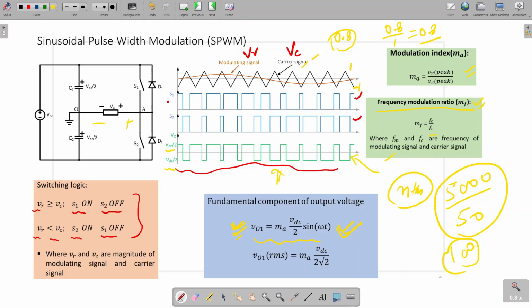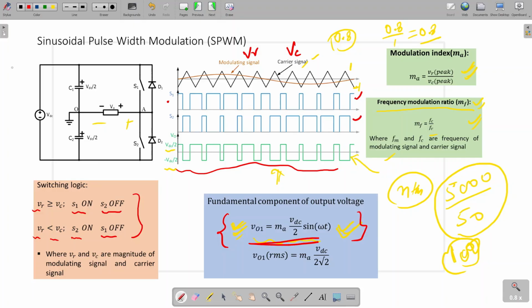Is it clear? This is the frequency modulation ratio. This is a different thing, and this is the modulation index. Modulation index means reference peak divided by carrier peak. Is it clear up to now? So this formula is what we have to focus on. Mostly questions will be based on this formula. So we have to memorize this MA into VDC by 2.